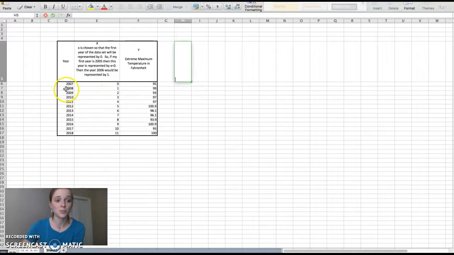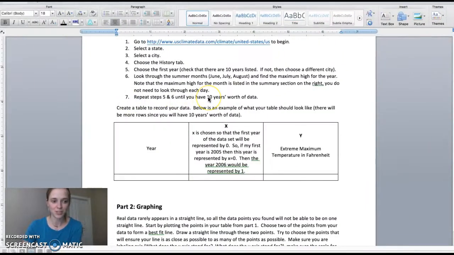So if you see here, I put 2008. This is my next point. So I started at 0, then put a 1. Then I have 99. So I did that over and over again until I got to 2018. Now, that is over 10 data points. But I figured, why not? The data's already there.